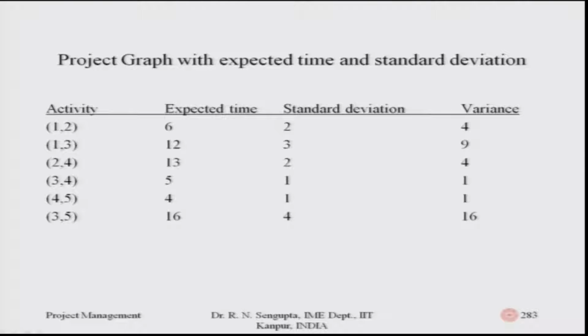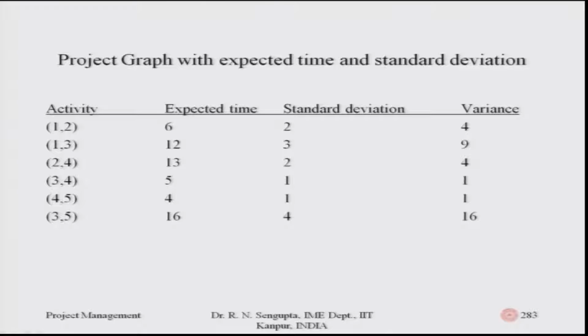So, in this problem, let us consider the activities are given in the first column, which is 1-2, 1-3, 2-4, 3-4, 4-5, 3-5. The expected time is given. So, this expected time considers that for the PERT method, the optimistic time, the pessimistic time and the most likely time were given. Based on that information, you find out the second column, which is the expected time. Then based on the pessimistic time and the optimistic time, we find out the standard deviation using this formula.